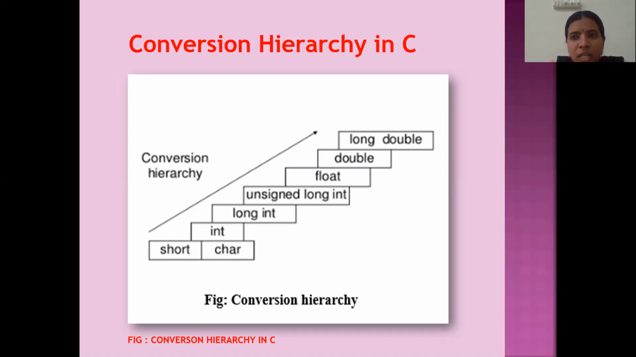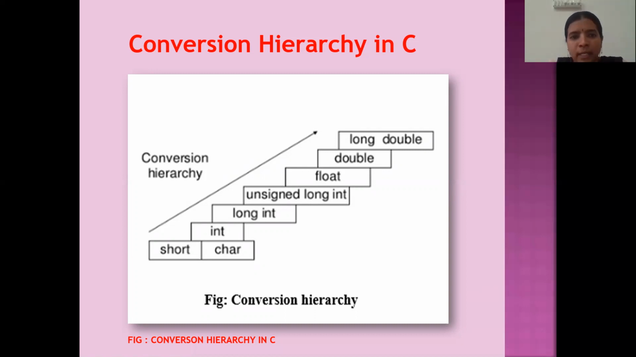So implicit conversion happens following a conversion hierarchy in C. And this is the conversion hierarchy. Short and char at the lower level, int, long int, followed by unsigned long integer, float, double, and long double. Now what happens? As we go from bottom to top, lower is what rests down, and upper or higher is what rests above. So any lower data type is automatically converted to the higher data type in a particular expression evaluation.